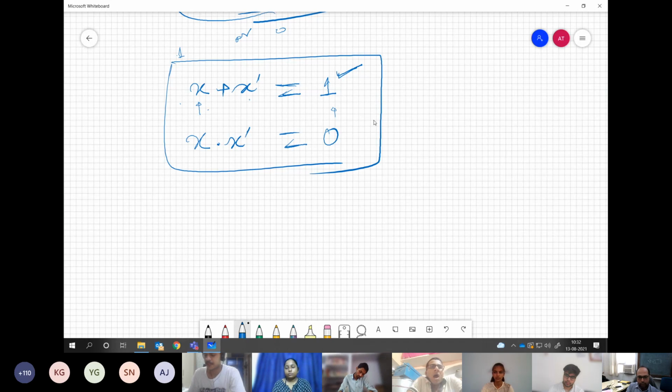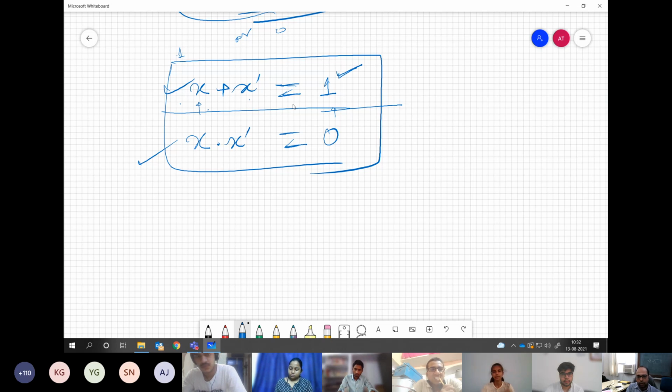Clear? So bigger functions, when we have bigger systems to simplify, many a times these situations may arrive. Not with one variable, maybe a combination of variables. Then we can simply use this rule to knock off some of the terms from that function. Clear?